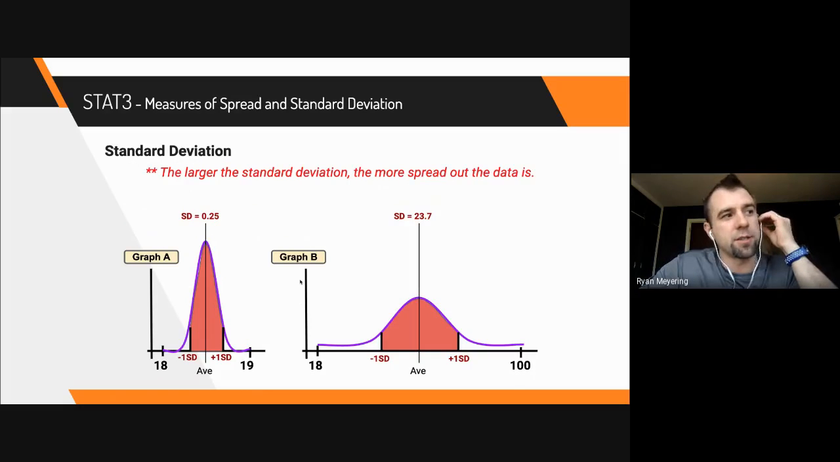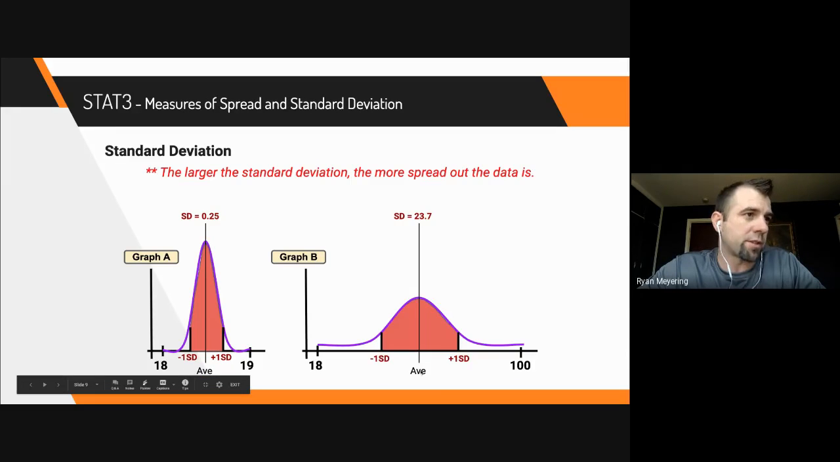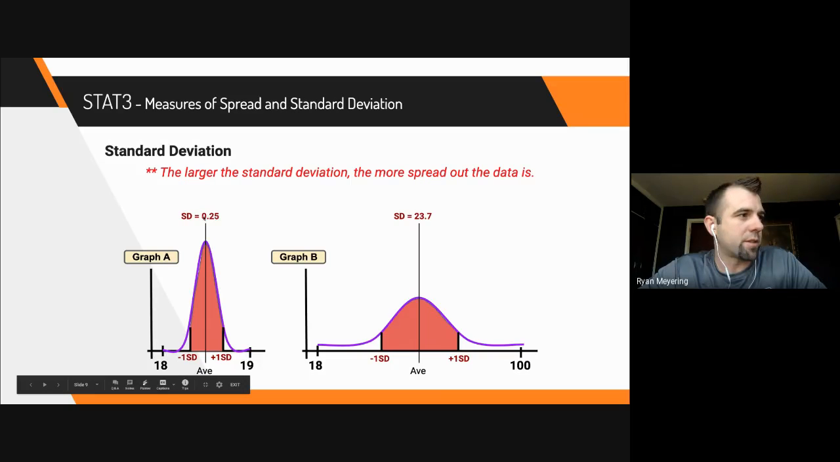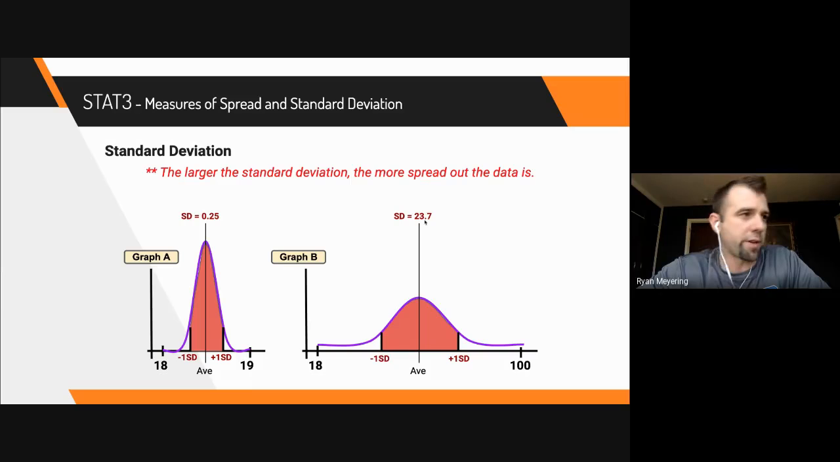Standard deviation is the next one. And so the larger the standard deviation, so what that means is your middle of your graph, that's like where your mean or your average is, as it states here. We talk about the number of standard deviations you are either above or below your mean, your average. So apparently this standard deviation is 0.25, whereas the one on the right, the standard deviation is 23.7. And so obviously 23.7 is much bigger, and so it's got a bigger spread. And so the smaller the standard deviation, the smaller the spread of the data is going to be.